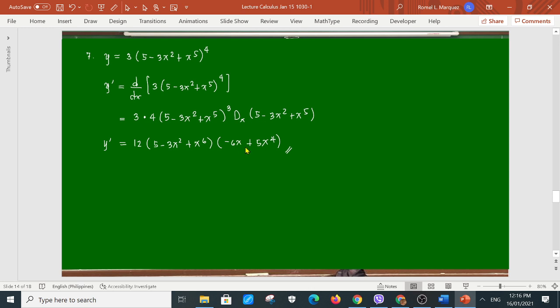May pwede tayo factor dito, yung x. So, I can have it 12x, and then, ito raised to 3, no? Tama ba? Raised to 3. So, pag pinactor ko ang x dito, magiging 5x to the 4th, right? Cube, no? 5x cubed minus 6 na lang. Then, multiplied by 5 minus 3x squared plus x to the 6. Okay, raised to 3. O, yan. Pwedeng ito, pwedeng ito. Guys, okay?